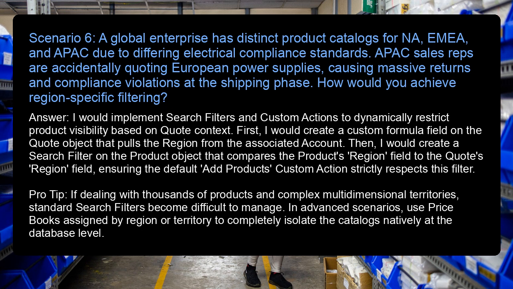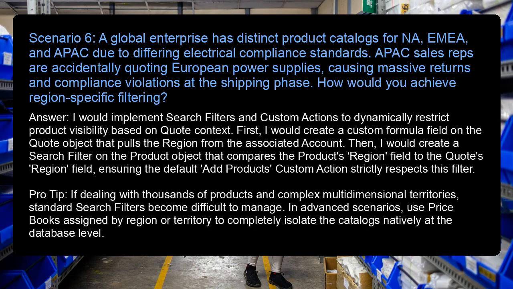Answer: I would implement search filters and custom actions to dynamically restrict product visibility based on quote context. First, I would create a custom formula field on the quote object that pulls the region from the associated account. Then, I would create a search filter on the product object that compares the product's region field to the quote's region field, ensuring the default add products custom action strictly respects this filter.